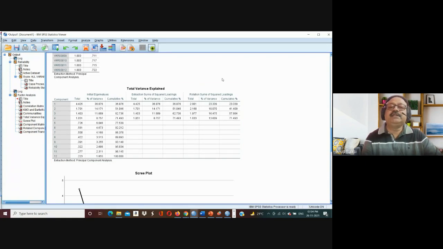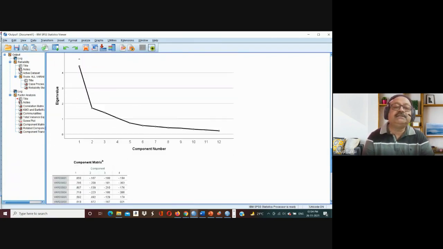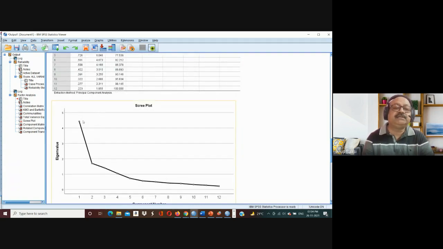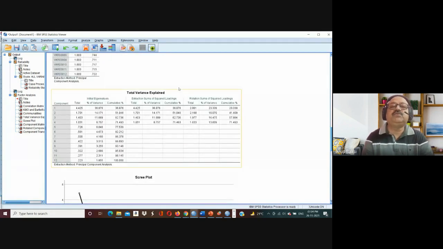After the rotation, we get this scree plot result. And how many factors have been extracted? 1, 2, 3, 4, based on the eigenvalue of 1. So in this particular total variance explained, you see 1, 2, 3, 4.